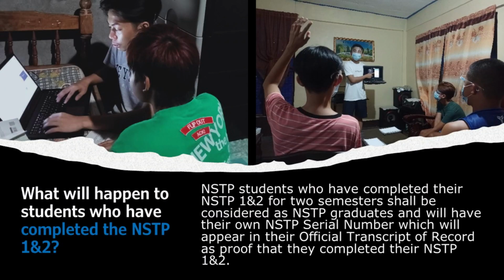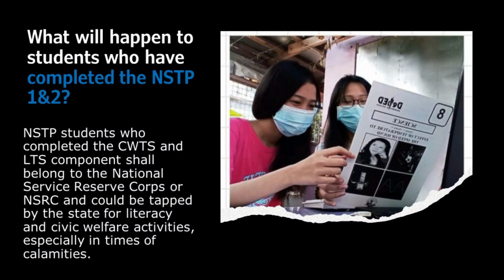So, the question now is, what will happen to students who have completed NSTP 1 and 2? Students who have completed their NSTP 1 and 2 shall be considered NSTP graduates and will have their own NSTP serial number, which will appear in their official transcript of record as proof that they completed their NSTP. Students who completed the CWTS and LTS components shall belong to the National Service Reserve Corps and could be tapped by the state for literacy and civic welfare activities.